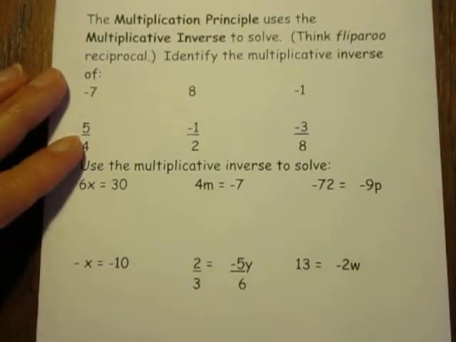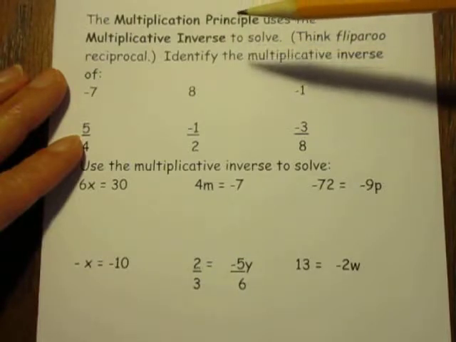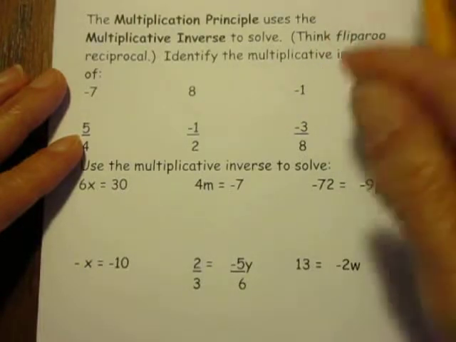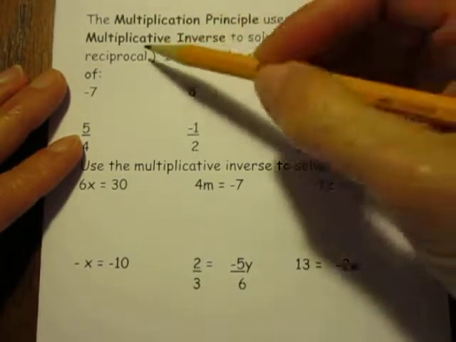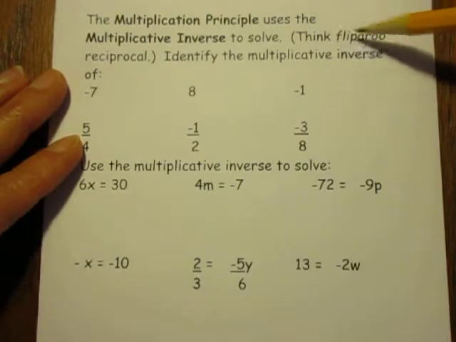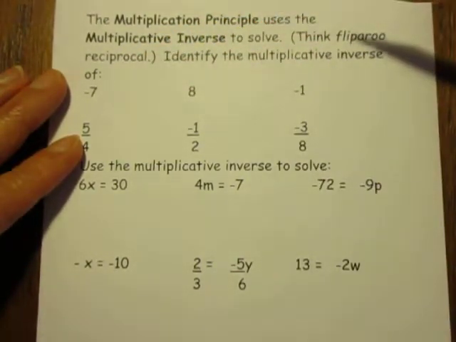In this video, we're going to take a look at using the multiplication principle, or the multiplicative inverse property, to continue to solve single variable equations. When we're looking at the multiplicative inverse, what I want you to think about is, in shortcut, flipperoo: you're going to flip this to write the reciprocal. And the reciprocal, like I said, is just the flipping of it.